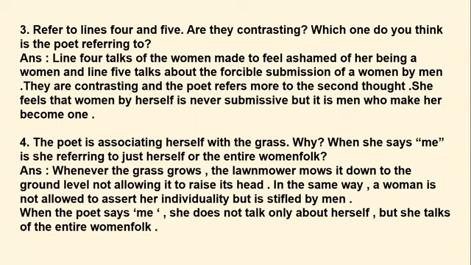Okay, so first we'll see the first half. The fourth line is talking about women who are made to feel ashamed of being a woman. Like they are being told that you are not good because you were born as a woman. So this information you get in the fourth line of the poem, and the fifth line talks about the forcible submission of a woman by men.